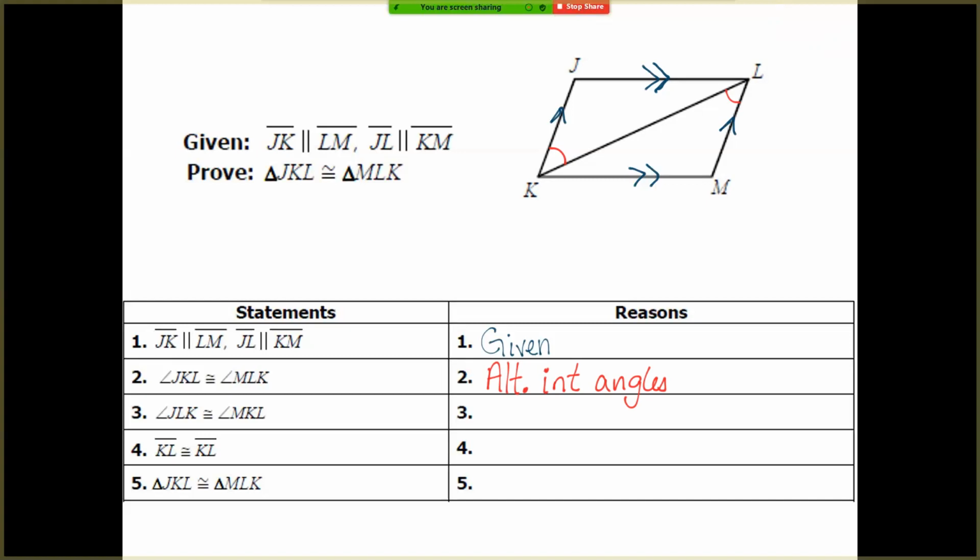We can do the exact same thing with this angle and this angle. Those are also alternate interior angles. Remember, alternate interior angles are always congruent. And then line segment KL is congruent to line segment KL. Again, my favorite, because everything's congruent to itself by the reflexive property.